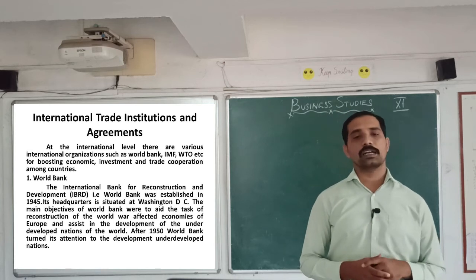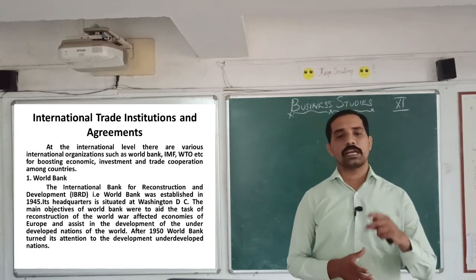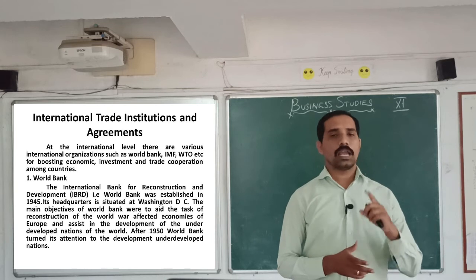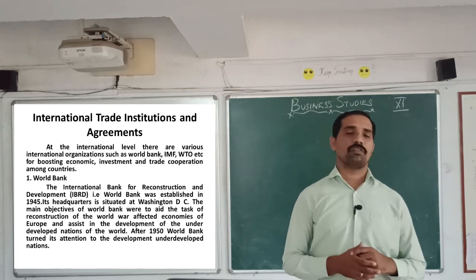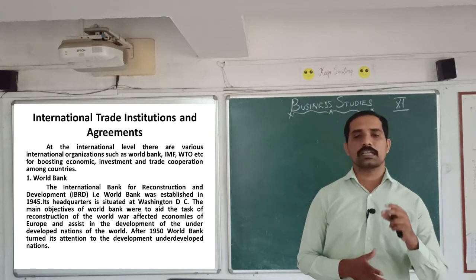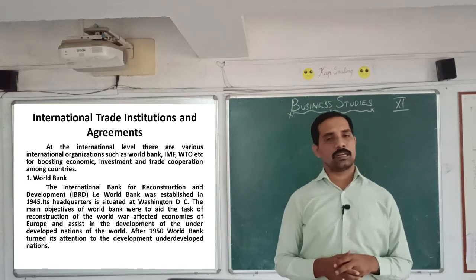First one, World Bank. So the International Bank for Reconstruction and Development, IBRD, that is World Bank, was established in 1945. So its headquarters is in Washington DC.